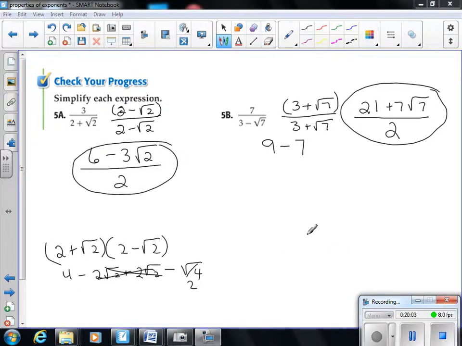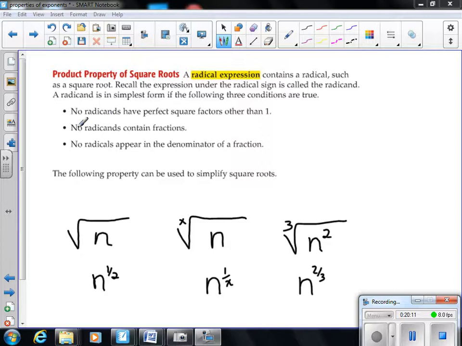So today we worked on simplifying radical expressions, and we've learned the properties that have to do with those. Let's review that. Remember that no radicand can have perfect square factors other than 1, and that no radicands contain fractions, and that no radicals appear in the denominator of a fraction. Okay, those are the basic rules that we've gone over today in simplifying radical expressions.